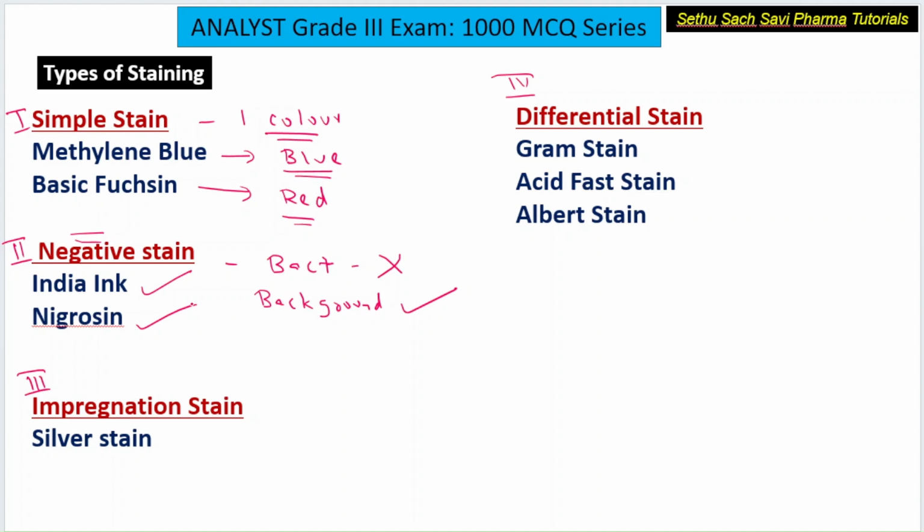Now, if a bacterial structure is very thin, or if a bacterial cell is very thin, then you cannot see it under the light microscope. Therefore, you need to impregnate with some compounds like silver.